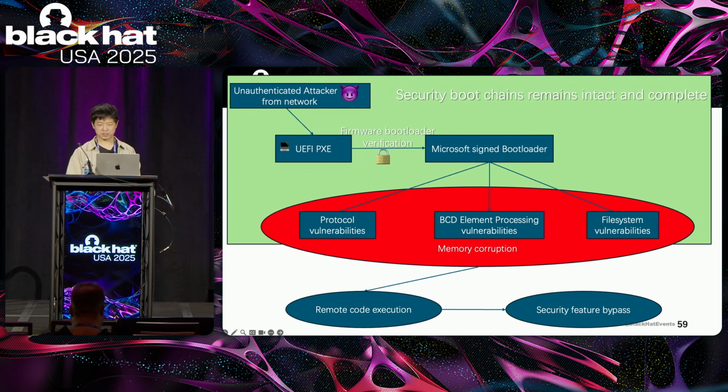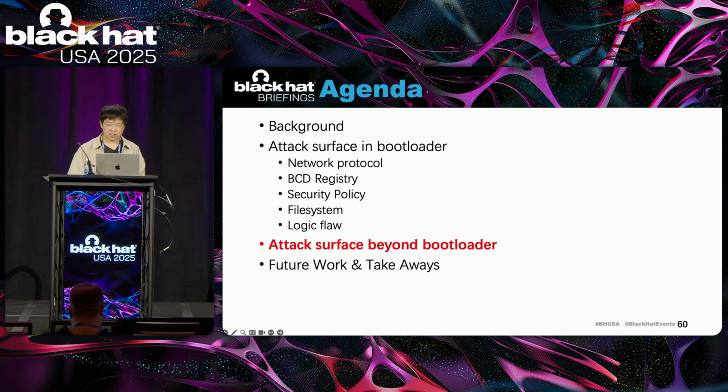I'm not targeting the SecureBoot chain. Nearly all of my findings were targeting memory corruptions in the Microsoft bootloader. Ultimately, it can trigger remote code execution on the victim machine, or it can lead to a security feature bypass after the attacker can execute arbitrary shellcode on the victim machine. So we've talked enough about the bootloader. Let's see if there's anything outside the bootloader that will impact boot security.